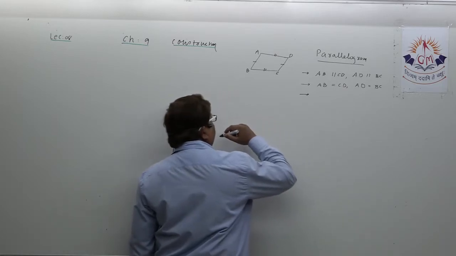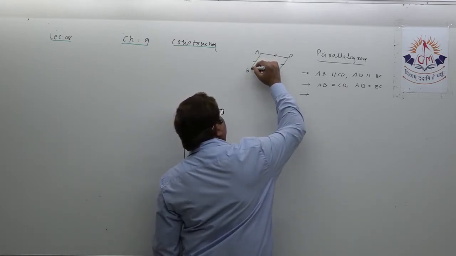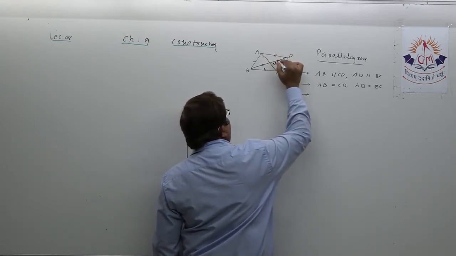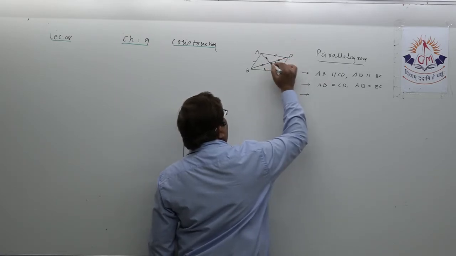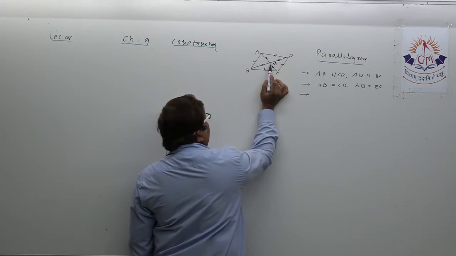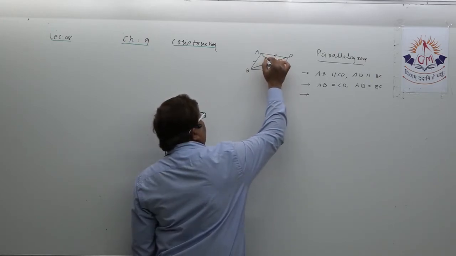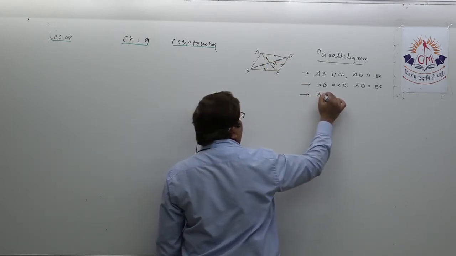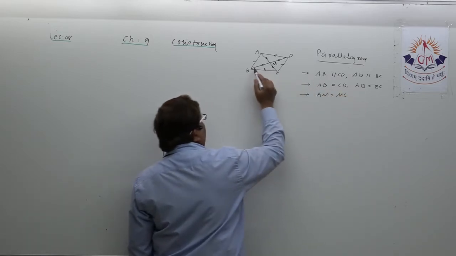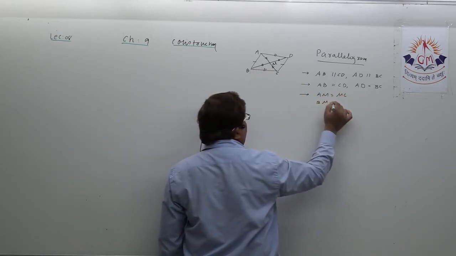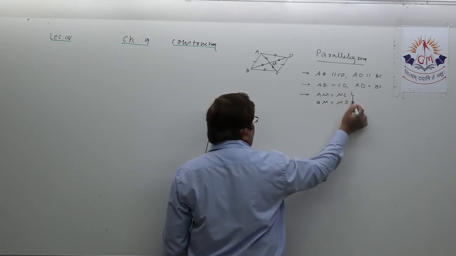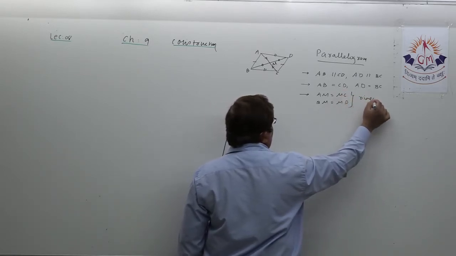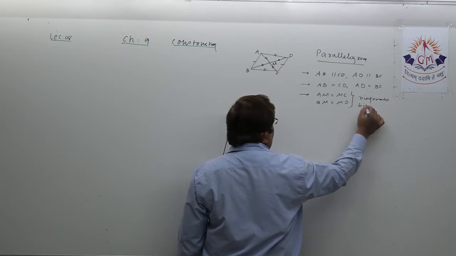The next one is also a very important property: diagonals bisect each other, if you can remember this property. That means, suppose the diagonals are intersecting at M, so it will divide diagonal AC into two equal parts. I must say AM equal to MC, and BM equal to MD. This indirectly suggests that diagonals bisect each other.